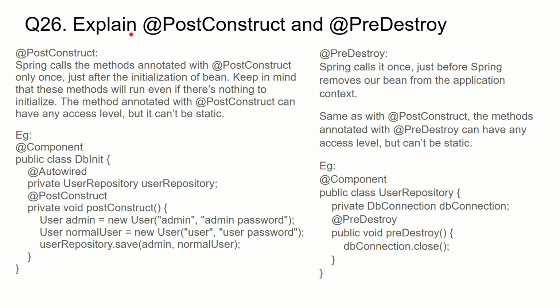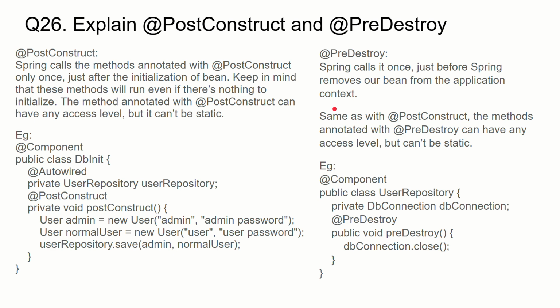Now these two are again very important annotations from the interview point of view: @PostConstruct and @PreDestroy. So @PostConstruct: Spring calls the methods annotated with @PostConstruct only once, just after the initialization of the bean. Keep in mind that these methods will run even if there is nothing to initialize, and a method annotated with @PostConstruct can have any access level but can't be static. So we have one example of it here. We have one method named postConstruct, marked with the @PostConstruct annotation, which creates one user and saves that user.